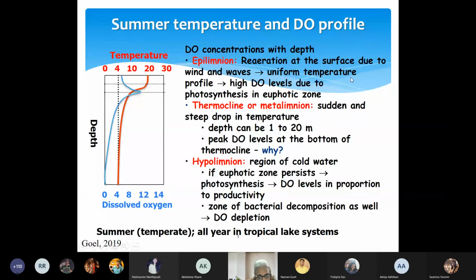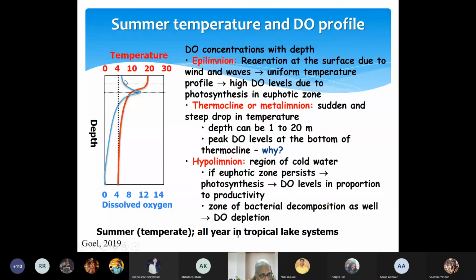You are getting re-aeration at the surface because of mixing by wind and wave action. You are getting DO from two sources. One is equilibrium with the atmosphere. So if we assume the atmosphere is above the water, that is the major source of oxygen. And the secondary source of oxygen is photosynthetic organisms.